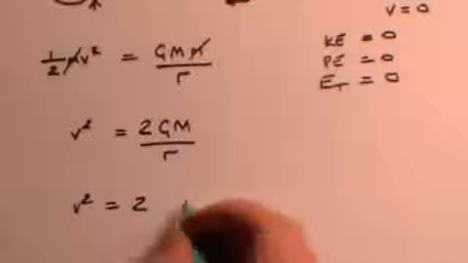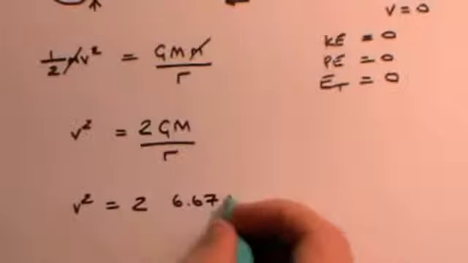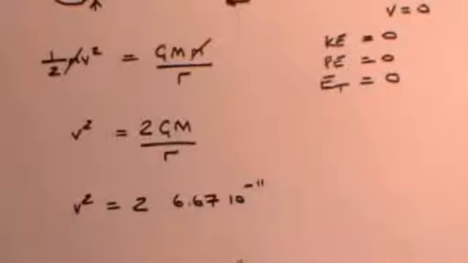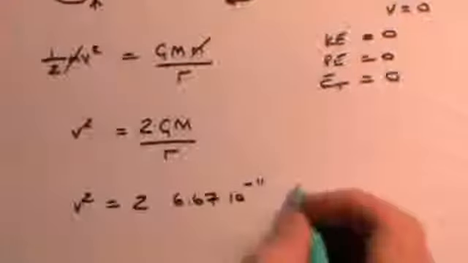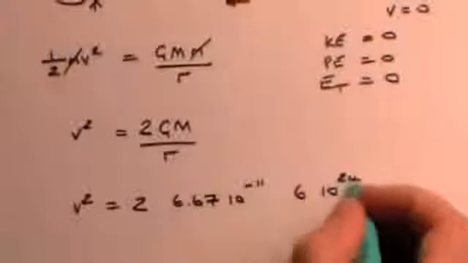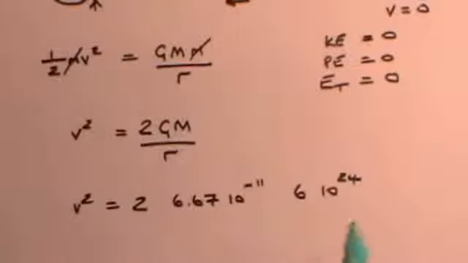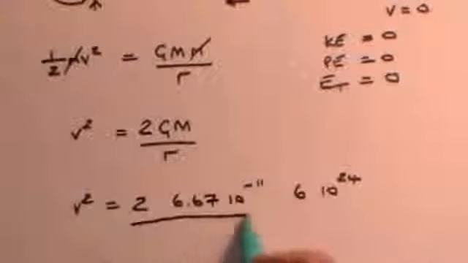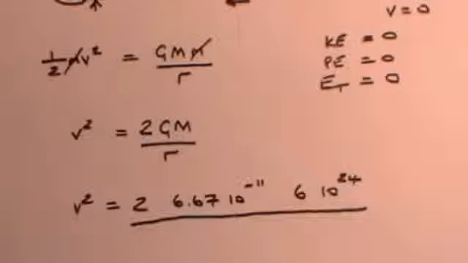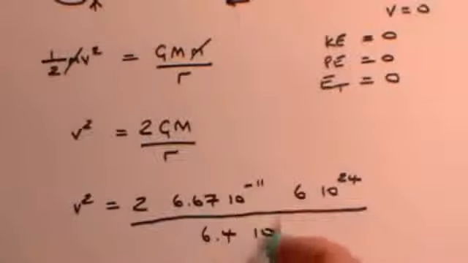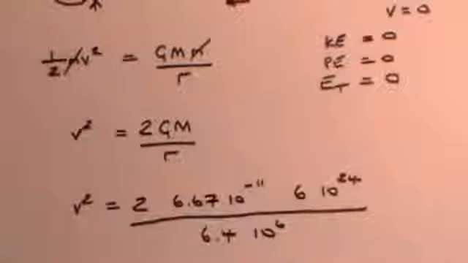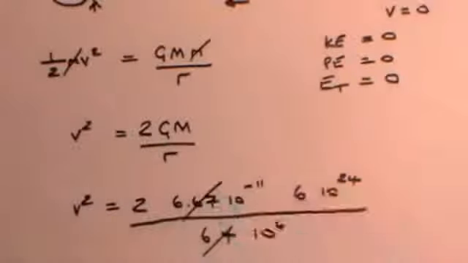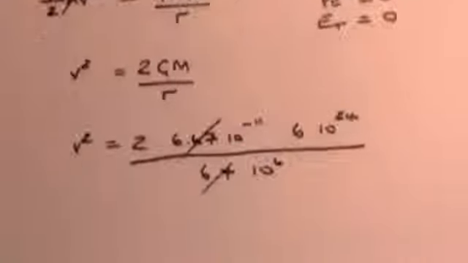G is the gravitational constant, that's 6.67 times 10 to the minus 11. The mass of the Earth is 6 times 10 to the 24 kilograms, divided by the radius of the Earth, which is about 6,400 kilometers, so that's 6.4 times 10 to the 6 meters. Well, let's not be too precise about that. Let's just say that 6.4 and 6.67 broadly cancel out.